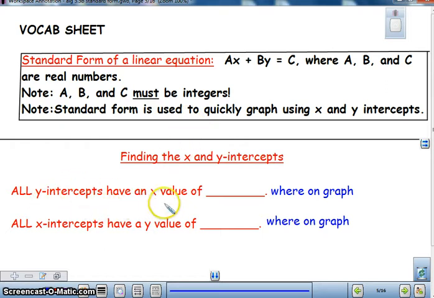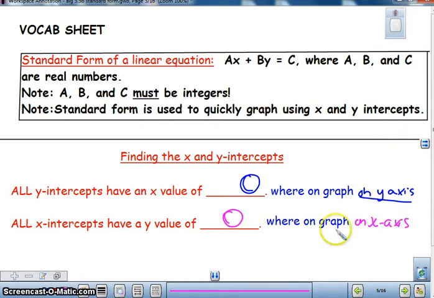So all y-intercepts have an x value of 0. Where is it on the graph? It is on the y-axis. If we are looking at an x-intercept, that's where all y values in this case have to be 0, and it is on the x-axis. So kind of keep this in mind. This should be in your notes now under standard form.